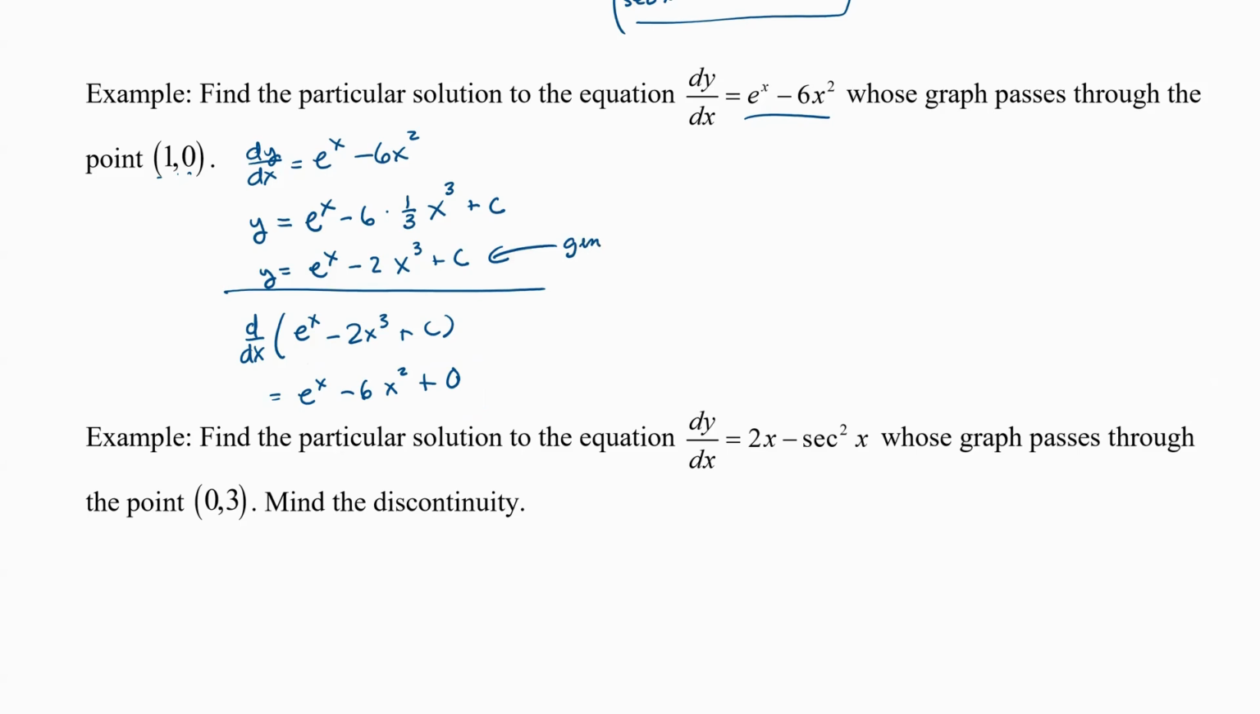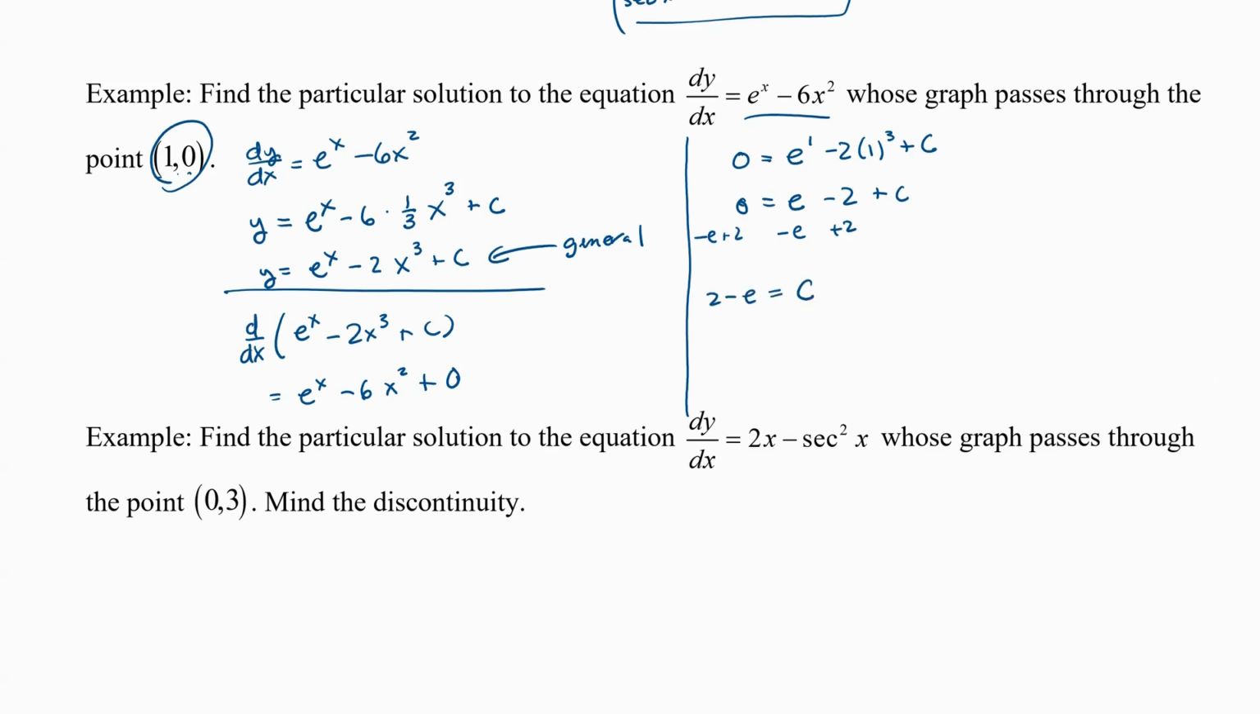is a general solution. But if we want to make sure that it meets a particular criteria, we can go to our general solution. Everywhere we see a y, put in a 0. Everywhere we see an x, put in a 1. And then we can solve for c. 0 is equal to e minus 2 plus c. Let's subtract e from both sides. Let's add 2 to both sides. And I get 2 minus e is equal to c, which means our particular solution is y equals e to the x minus 2x cubed plus 2 minus e.